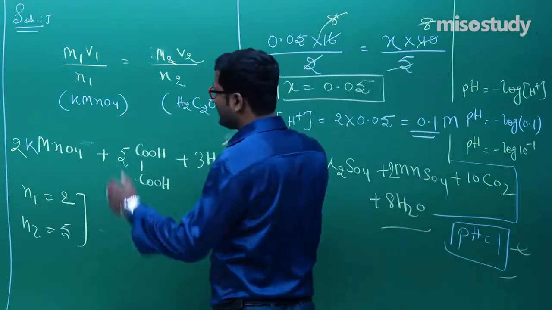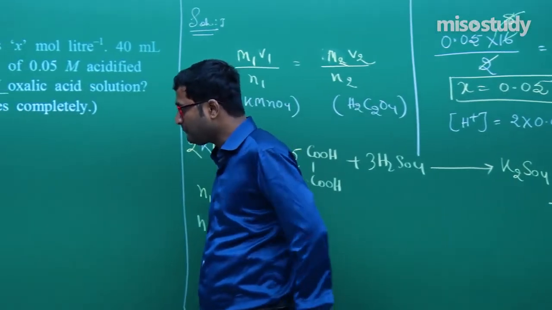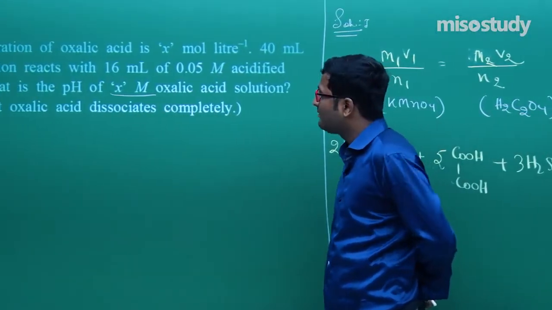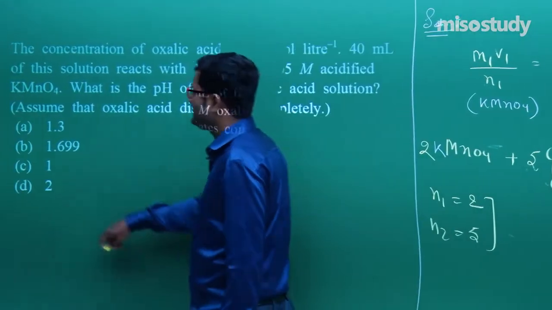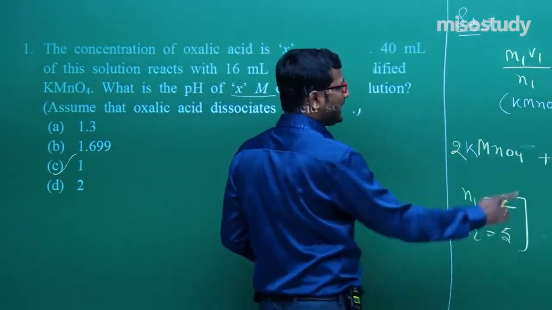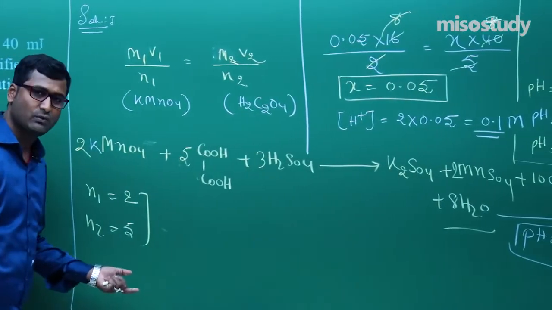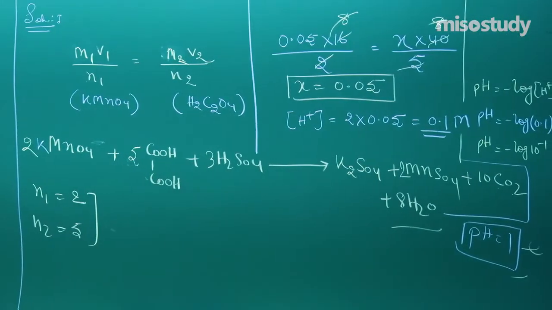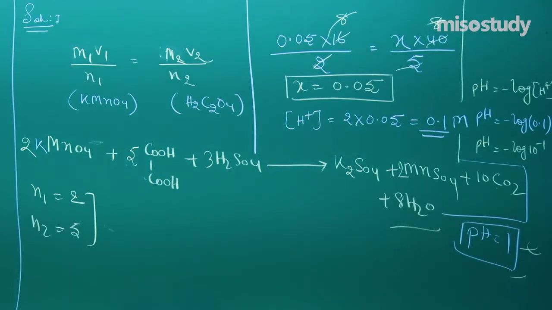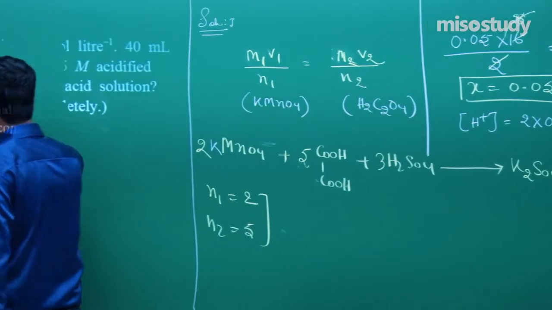Clear? So for this question, what is the value of pH? That is the C option. Check the whole solution completely. Look, this is very simple. First of all, you have to write down the balanced equation, then you move on, and definitely you will find the answer. Clear, friends? I am going to rub this part and let's move to the next question.